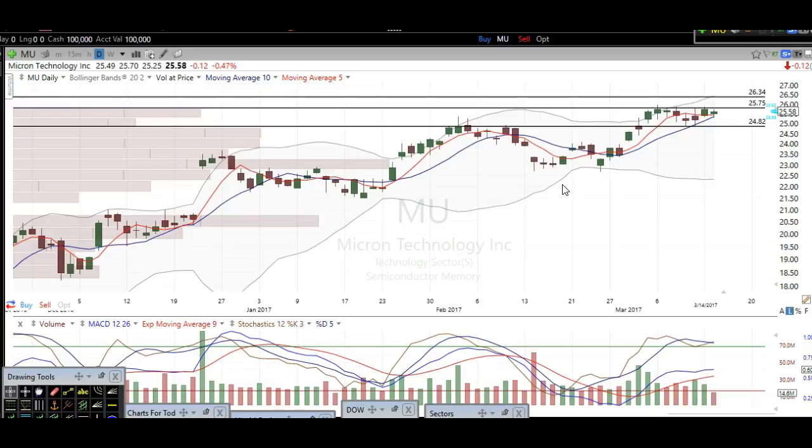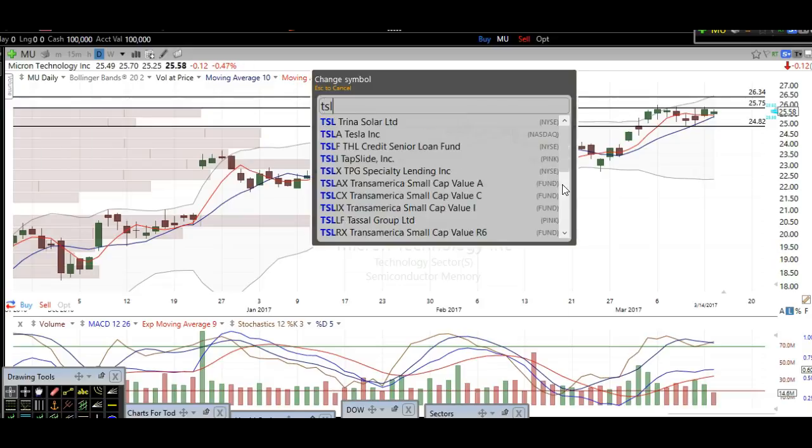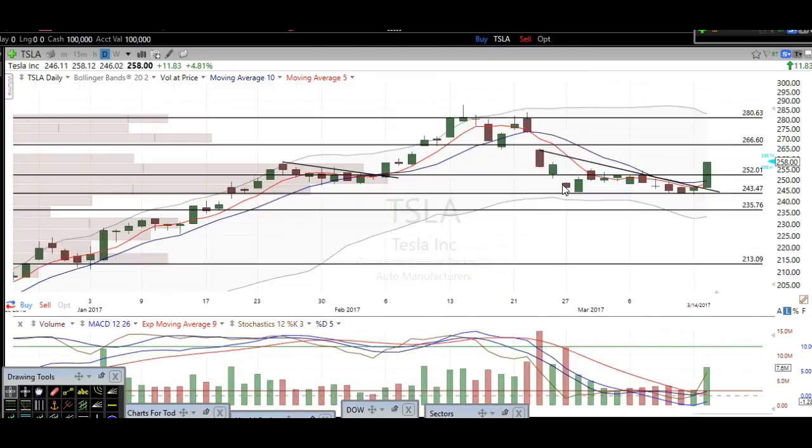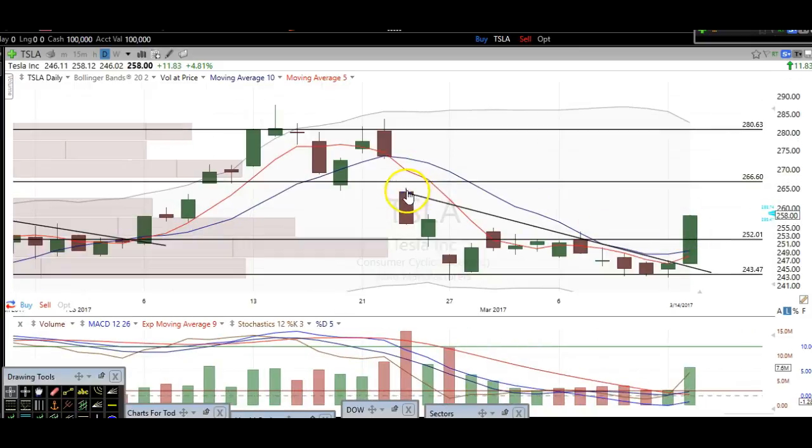Next one we're going to take a look at is TSLA. TSLA, really nice action today, making a nice breakout with some big volume right here. This is exactly what you want to see if you're bullish on this stock. You can see we broke over this downtrend line right here. We broke over this resistance level right here. Very nice action for TSLA, and I do think that it's going to be headed higher here.